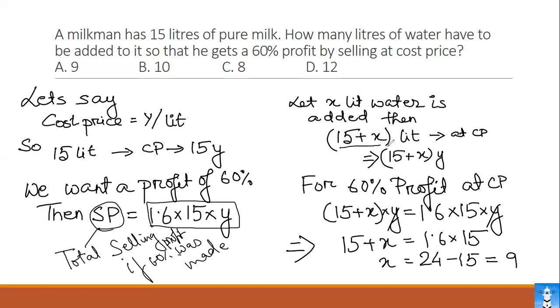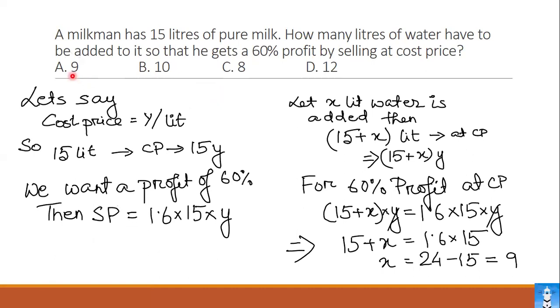So 15 plus X liters is sold at CP, or 15 plus X into Y. So at 60% profit, this is the total amount, as I have mentioned over here. This is the total amount that you want to make. So 15 plus X into Y is equal to 1.6 into 15 into Y. So Y cancels out. 15 plus X is equal to 1.6 into 15, which is equal to 24. Now, X is equal to 24 minus 15, that is equal to 9. And so 9 is option A, and that's your answer.